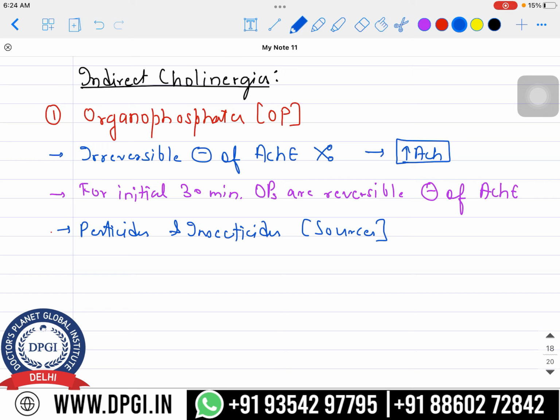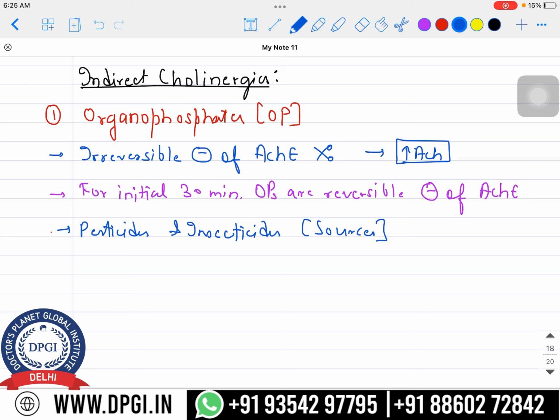So the patient will be coming up with the cholinergic symptoms. Now what are the cholinergic symptoms? I told you, right? They will be stimulating the muscarinic receptors. They will be stimulating the nicotinic receptors. So that will be seen in the patient. Like if it will be stimulating the M1 receptor, CNS symptoms will be there, GIT symptoms will be there.